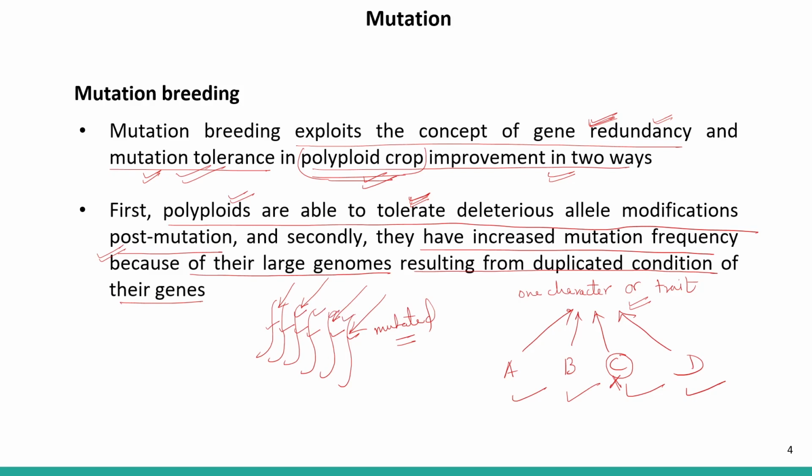So these are the two ways of improvement. The crop improvement can be done in two ways. First, the polyploids are able to tolerate the deleterious allele modification. They can tolerate the deleterious effect of some of the alleles. And they have increased mutation frequency because of their large genome, resulting from the duplicated condition of their genes.